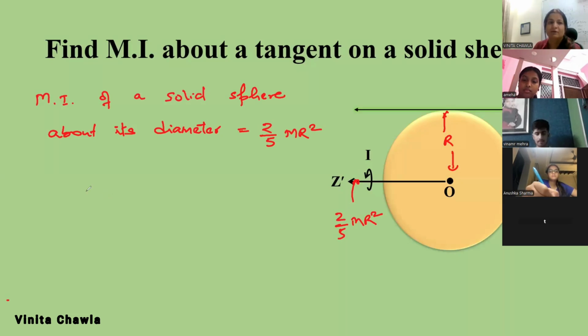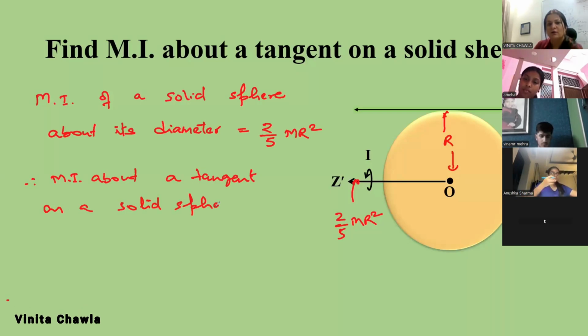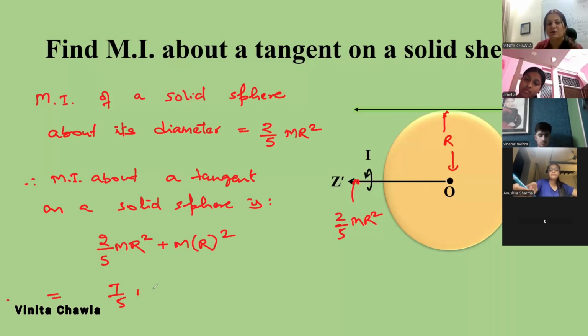ठीक है? So therefore, moment of inertia about a tangent on a solid sphere is, so about this axis it's 2 by 5 mr square plus mass of the solid sphere and square of the distance between these two axes. So this is 7 by 5 mr square.